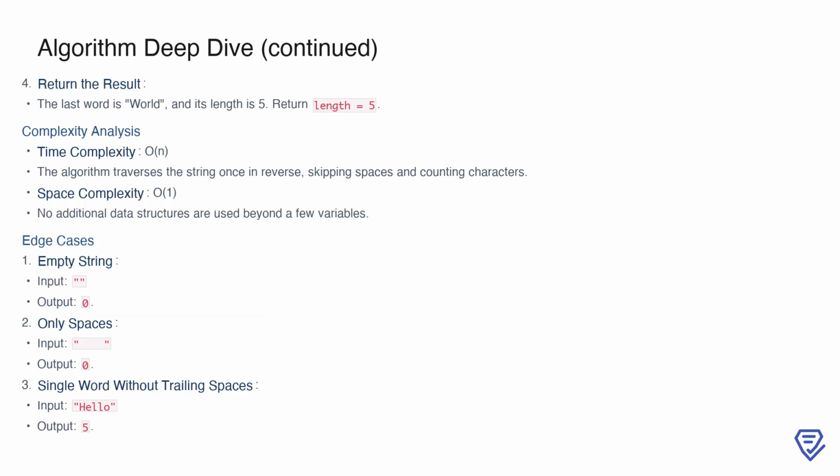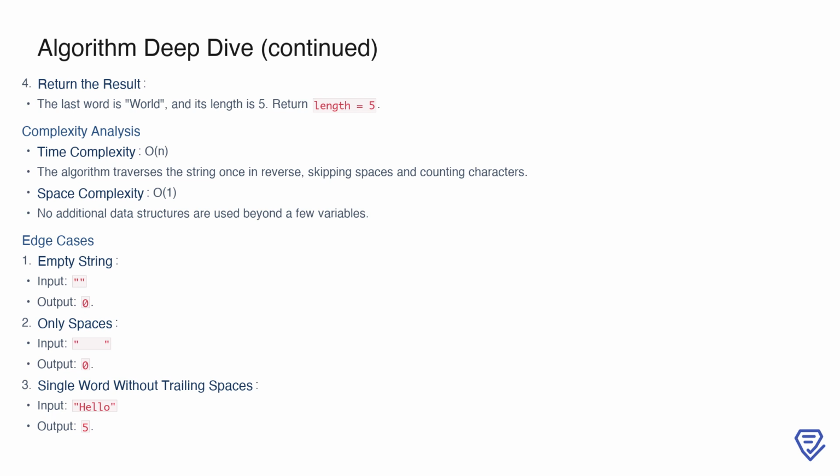The final step is to return the value of length. In this example, the last word is world, and its length is 5. Therefore, the algorithm returns length equals 5. Now, let's discuss the complexity of the algorithm.